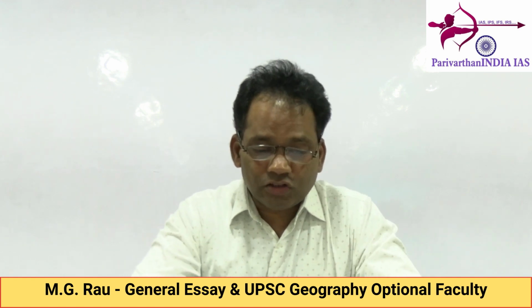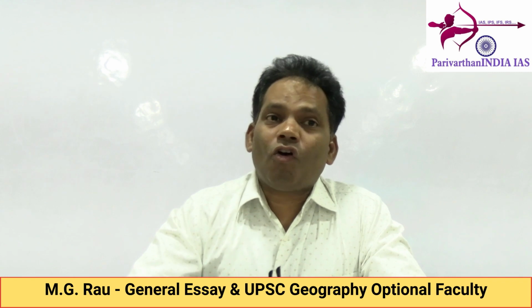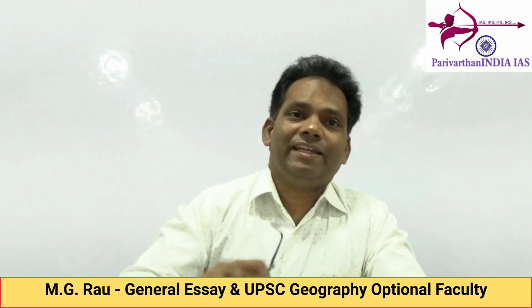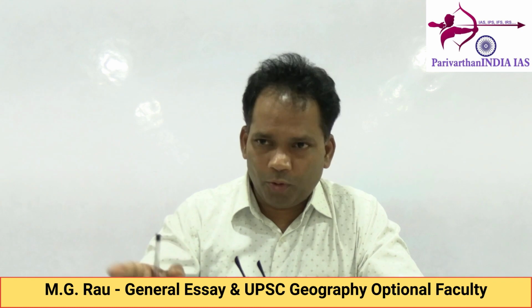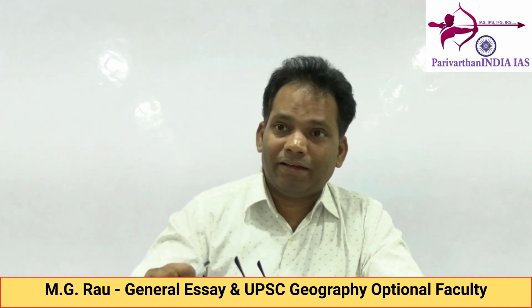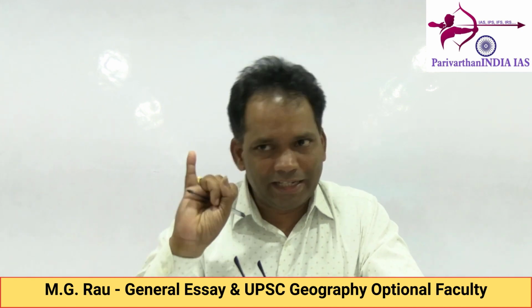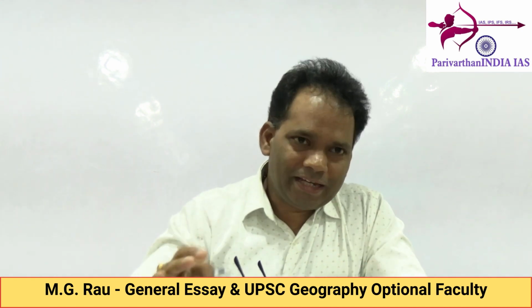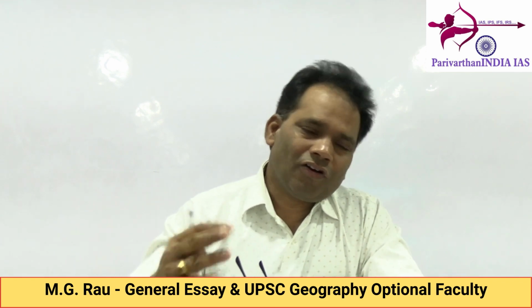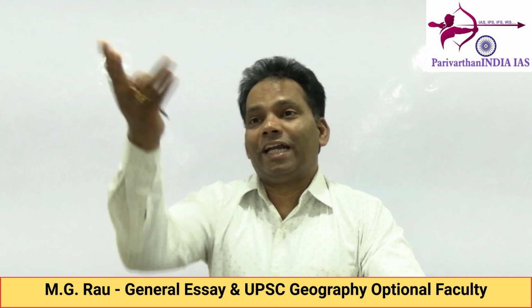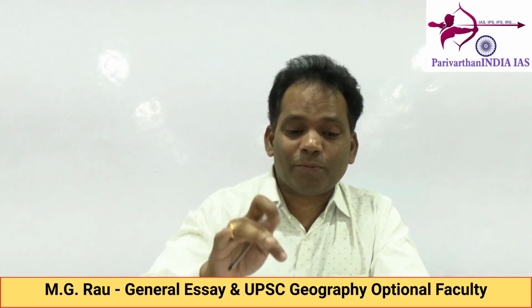Next statement: the first coalition government in India was formed in 1969. Yes, the first coalition government was formed in 1969, when the Congress was split into two parties, and Prime Minister Indira's party was named Congress I. This Congress I government led by Indira Gandhi was supported indirectly by the DMK from Tamil Nadu, the CPI, CPI-ML, all CPI groups, and some other parties. That was the first coalition government in India.